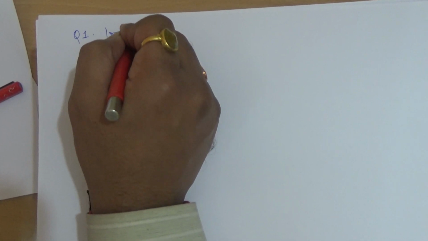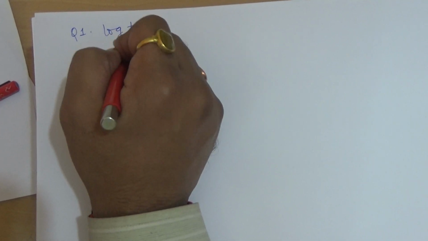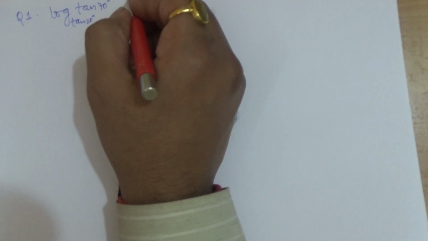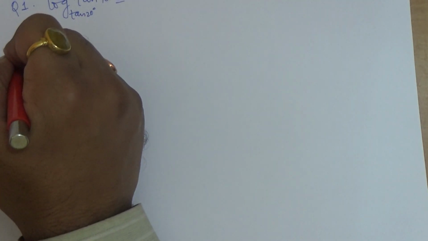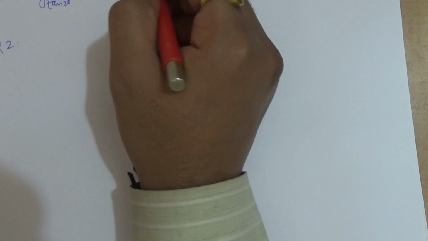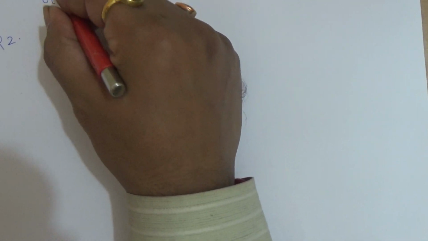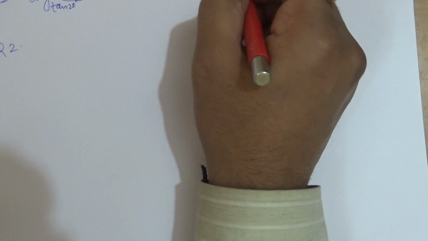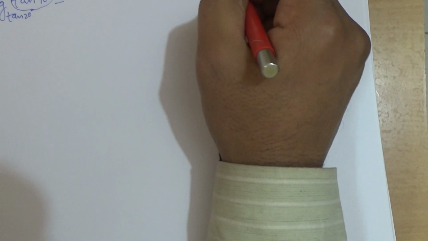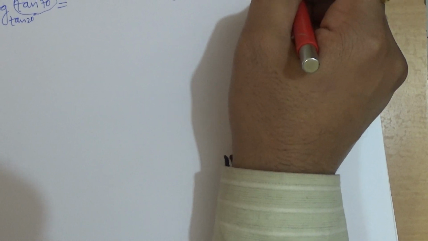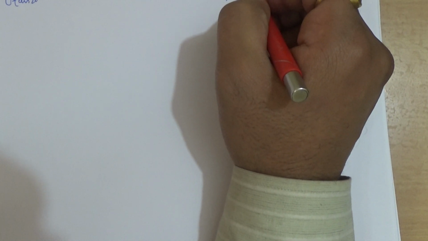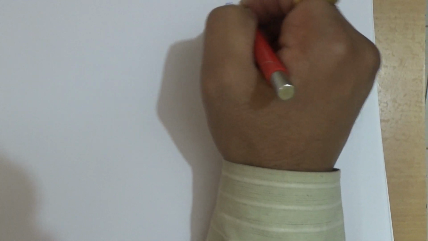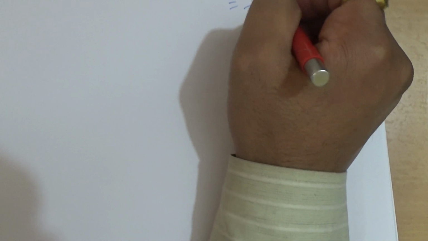log tan 70 degree to the base tan 20 degree. What will be its value? See, here the argument is tan 70 degree. Tan 70 degree can be written as tan of 90 degree minus 20 degree, and tan 90 minus theta is what? Cot theta. Cot 20 degree, and cot 20 degree can be written as 1 upon tan 20 degree.